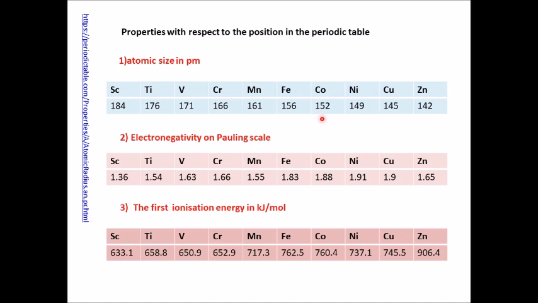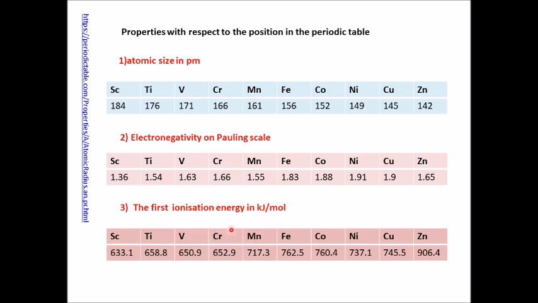Atomic size is measured in picometers. But what about this 149, which has decreased so much from 152? That we will study as we do the atomic size property in detail for every period. In case of electronegativity for the 3d series, you will find that the electronegativity goes on increasing till it reaches zinc, where it has decreased. Now the question will be again, why this anomalous behavior of zinc, which we will again study when we study individually about the electronegativity on the Pauling scale.